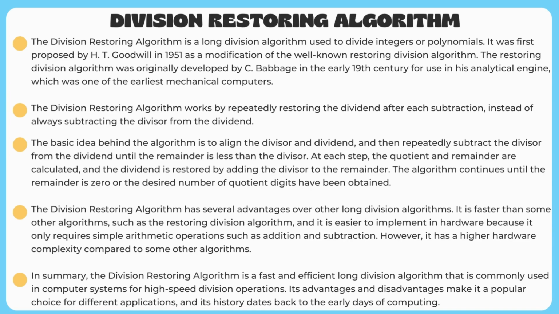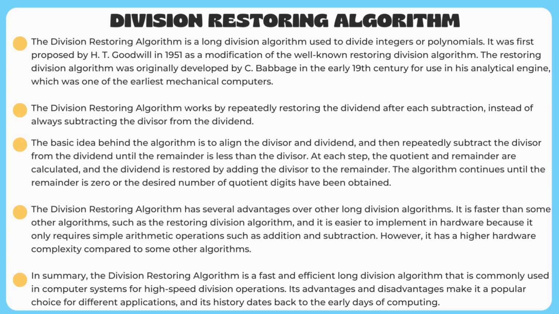The division restoring algorithm works by repeatedly restoring the dividend after each subtraction instead of always subtracting the divisor from the dividend. So the basic idea behind the algorithm is to align the divisor and dividend and then repeatedly subtract the divisor from the dividend until the remainder is less than the divisor. At each step, the quotient and remainder are calculated and the dividend is restored by adding the divisor to the remainder. The algorithm continues until the remainder is 0 or the desired number of quotient digits have been obtained.